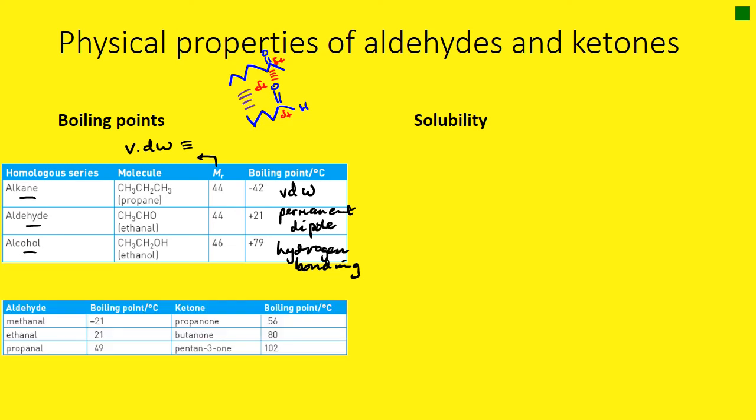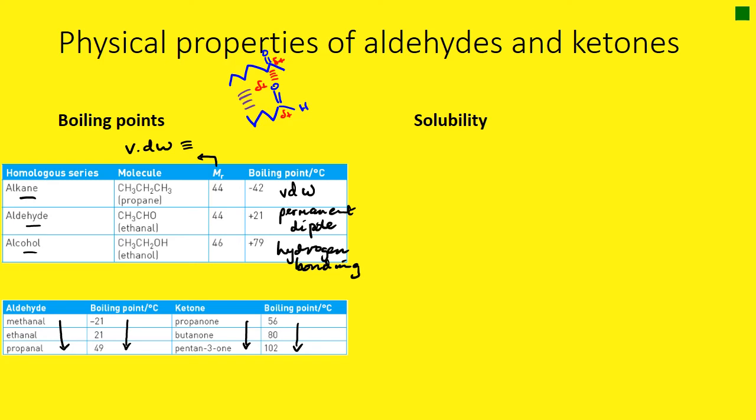Moving on, we can now have a look at this table here, which gives us some aldehydes and some ketones. Looking at the aldehydes, our chain length is increasing from methanal, ethanal, propanal. And as you can see, as the chain length increases, so does the boiling point. The same happens with ketones. As you go from propanone to butanone to pentanone, our chain length is increasing and our boiling point is increasing. So our conclusion is that as the chain length of either an aldehyde or ketone increases, the van der Waals forces will increase and therefore the boiling point will increase.